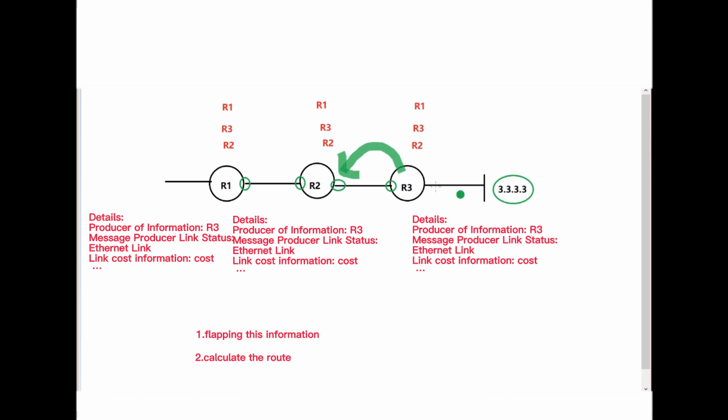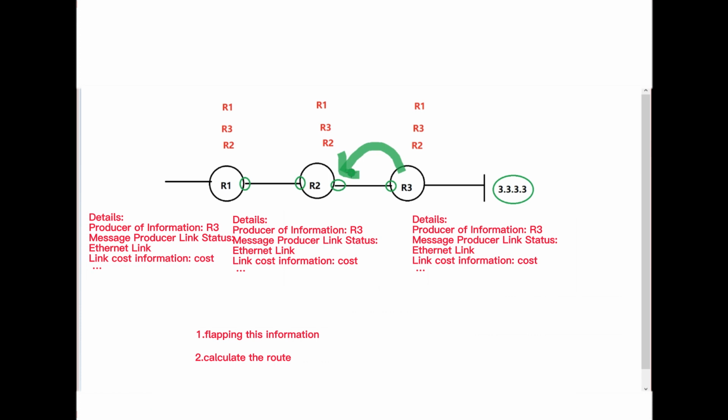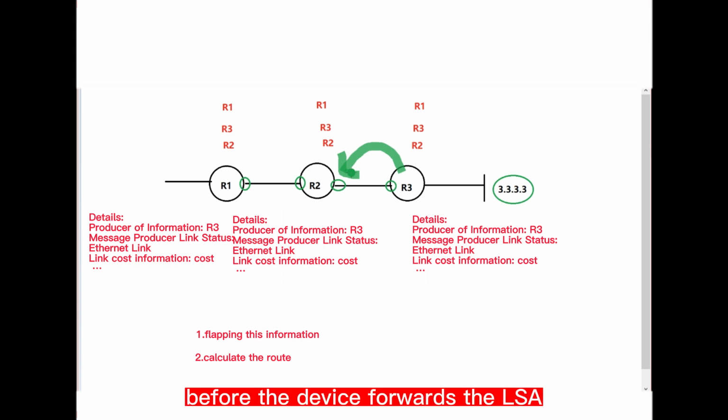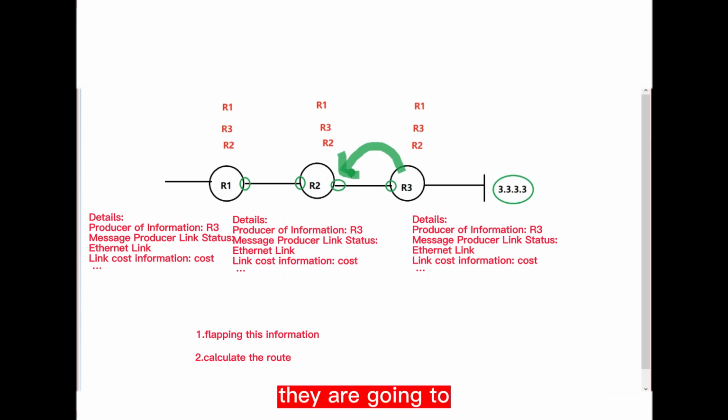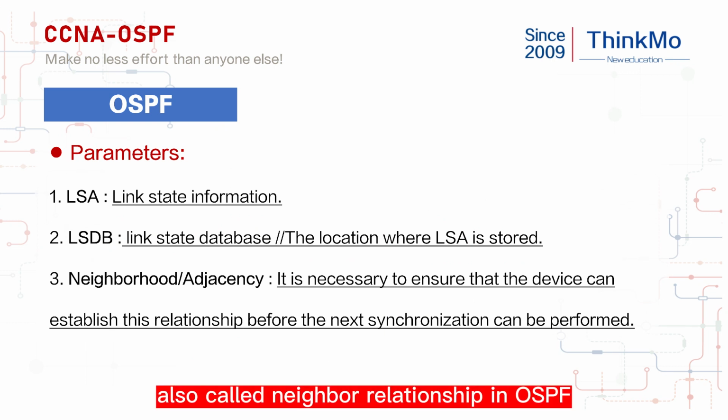Then that's the problem. Like we do in real life, if you want to tell others about yourself, you two have to get to know each other first. Devices are the same. The device now wants to pass information to other devices through OSPF. Then the two of them must first get to know each other in OSPF, just like EIGRP. So before the device forwards the LSA, the two devices must first be aware of each other. They are going to establish a relationship with each other, also called a neighbor relationship in OSPF.